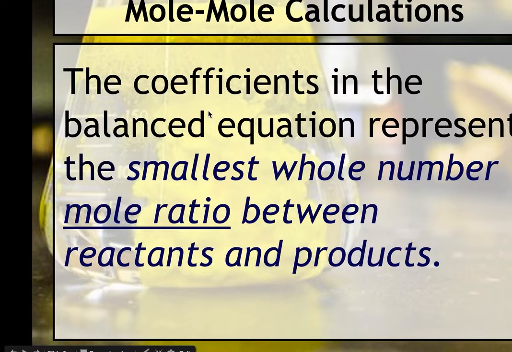You have to be sure that the coefficients in your balanced chemical equation are the smallest whole number ratio. Be sure that you cannot divide any of your coefficients by 2 or 3 or another number. Make sure that you've got them reduced down to the smallest number.